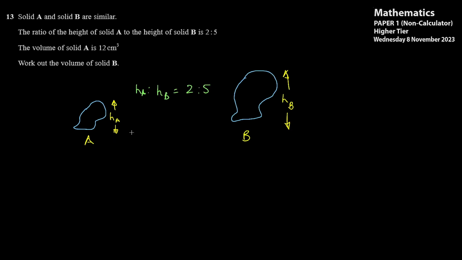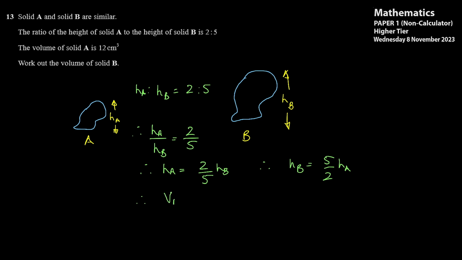So here we are, solid A, solid B, height of solid A, HA, height of solid B, HB, and we're told that the ratio between those two heights is 2 to 5. So first thing I can say is HA divided by HB is equal to 2 over 5. Therefore, HA is 2/5 of HB. So therefore, HB is 5 over 2 times HA.